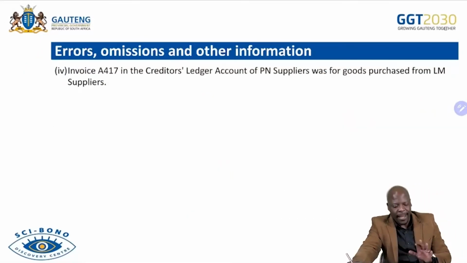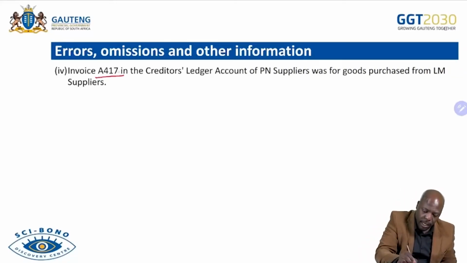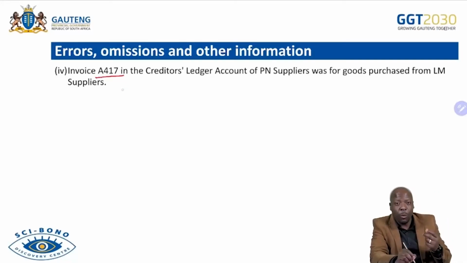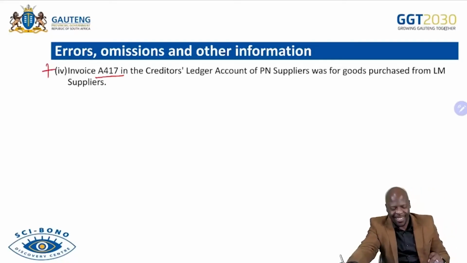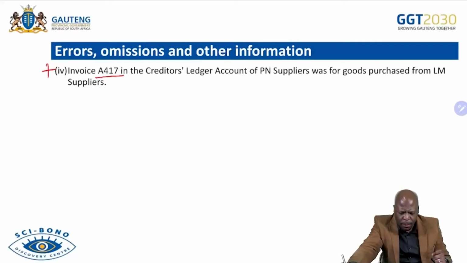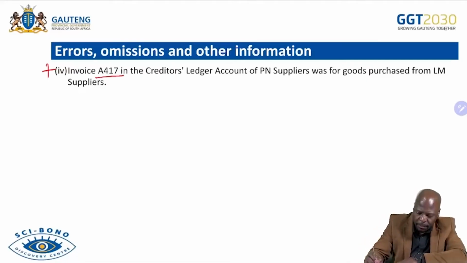Adjustment number 4. Let's see what number 4 says. Invoice A417. It's an invoice. Already start thinking. What sign goes with an invoice? An invoice goes with a plus. Are we cool? Yes, an invoice goes with a plus. An invoice in the creditors ledger of PN Suppliers was for goods purchased by LM Suppliers. Remember, who is us? We are Kaya. So, an invoice in the creditors ledger of PN, who is them, was for goods from LM Suppliers.